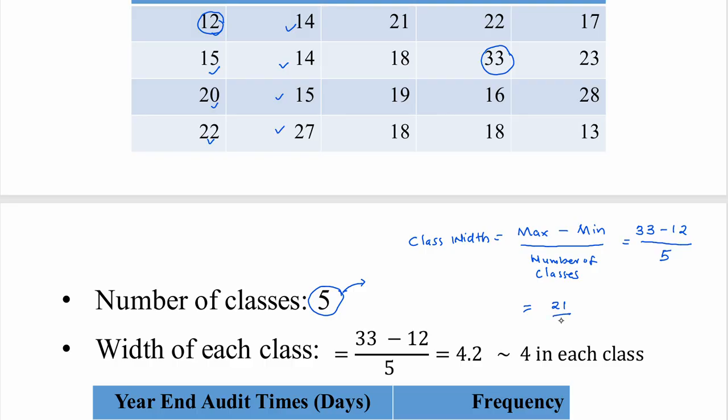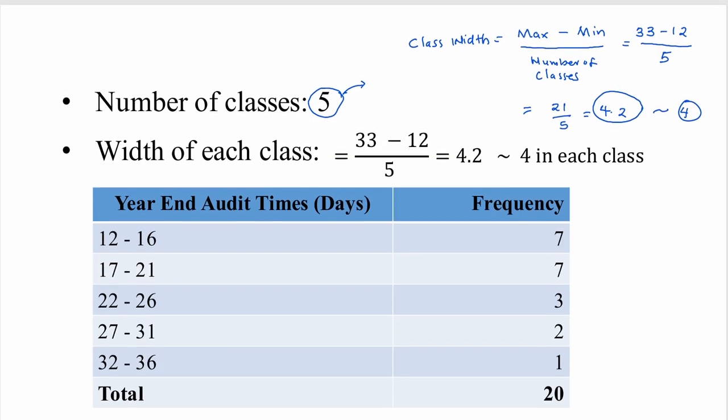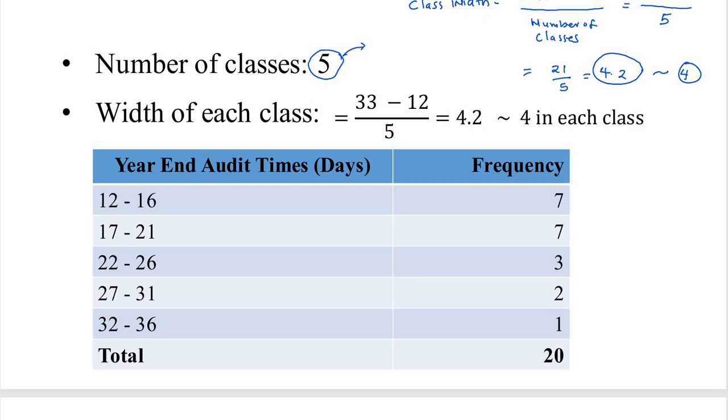We divided 21 by 5, and that should be equal to 4.2. This is the width for the class. But to determine the width for each class, we don't want it to be a decimal value. And so we will round it to the nearest whole number, which is 4. And so each class will have a size of 4. We'll go on to the next part of our step 2 process.